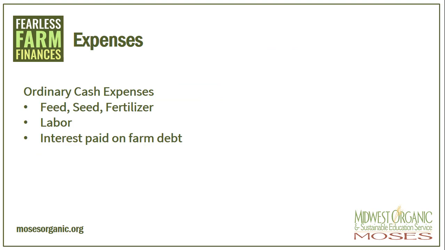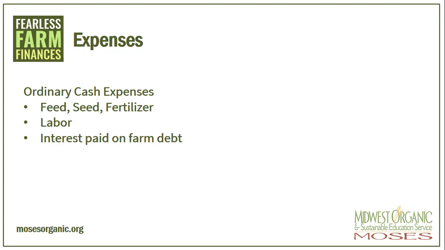We will now be moving on to the expense side, or the expense area of our income statement. These are usually the ordinary cash expenses we think of on the farm: feed, seed, fertilizer, any labor expenses that you might have, and then the interest paid on the farm debt.